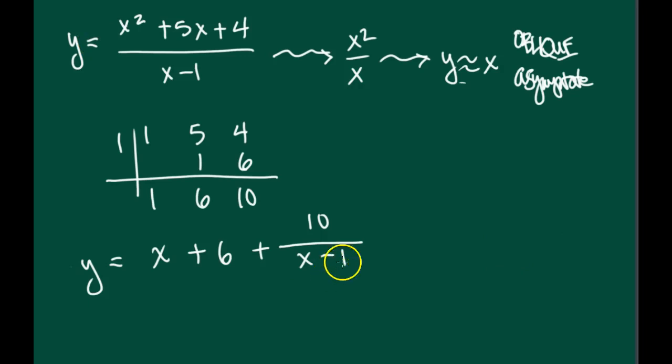But it's more convenient to put everything over a common denominator. So if we put everything over a common denominator, then we will get back to x squared plus 5x plus 4, if I did this correctly, which I think I did. Okay, so now, so what? Well, this is the equation of our oblique asymptote.